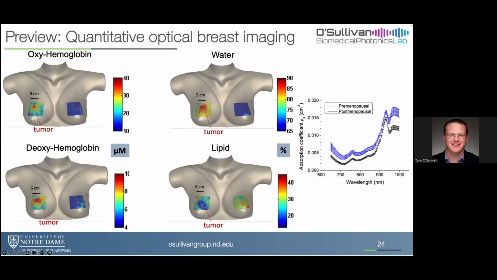You can see that in younger premenopausal women, with breasts that have higher mammographic density on average, you can see higher optical absorption, higher water absorption, compared to older postmenopausal women, where there's less water and, relatively speaking, more fat absorption.